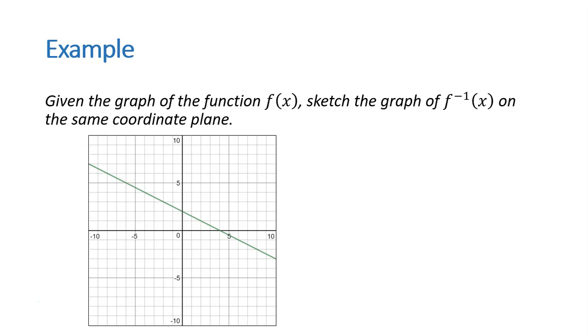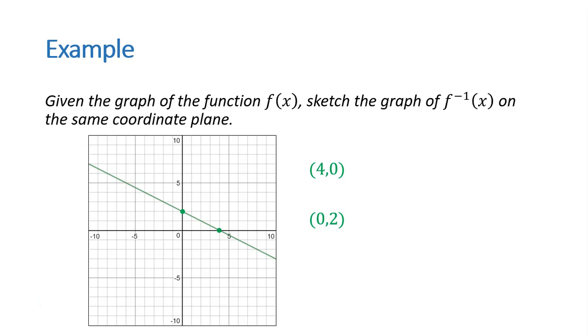Typically, the easiest points to identify are going to be the intercepts. So we have one x-intercept and one y-intercept. So let's highlight those. Those are the points we're going to use to invert and graph the inverse. So we have the point (4, 0) and the point (0, 2).